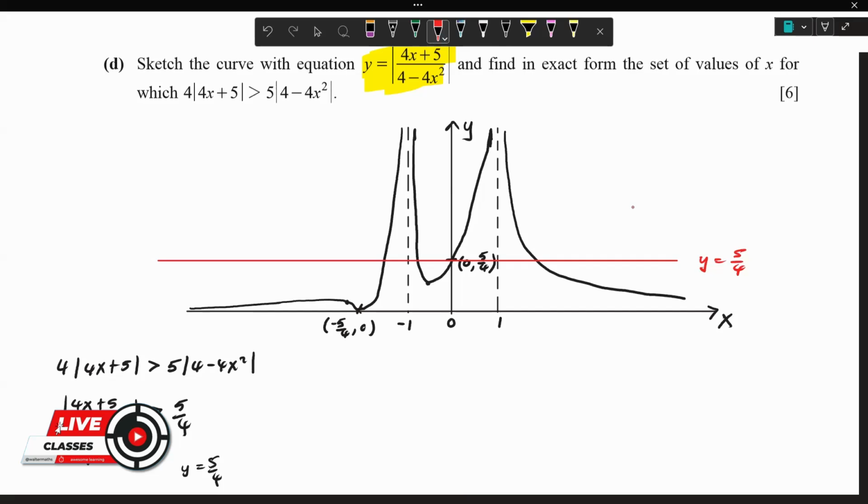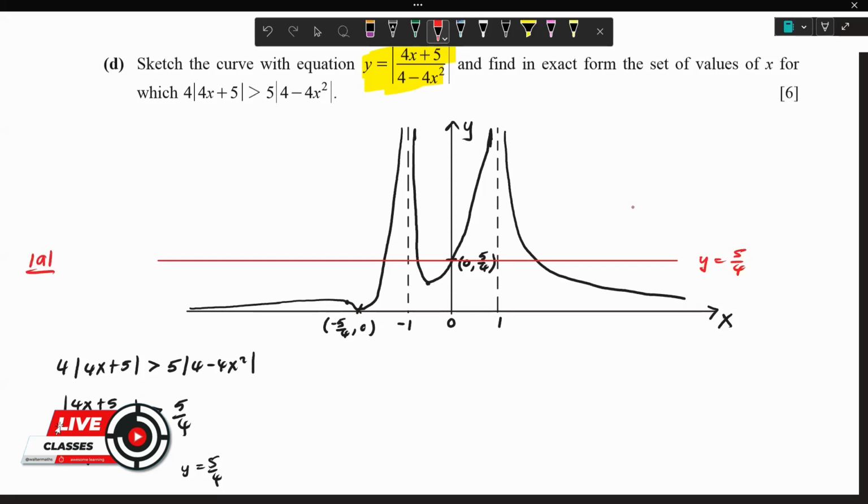Okay. Sorry, sir. When we divide two modulus functions, that means the whole equation is a modulus. Sorry, please come again. You said, if I move mod 4x plus 5, 4 minus 4x squared to the other side, right? If a mod is divided by a mod, that means the whole equation is just a mod. It means the whole equation is? A mod is absolute. Yes. Oh, okay. I did not know that.